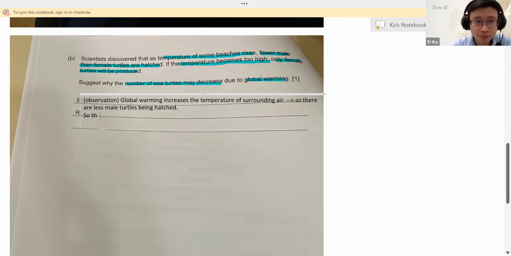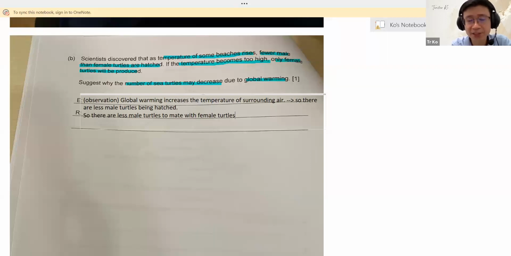So there are less male turtles to mate with female turtles. Okay, so why would there be less? Because there'll be less fertilization. Now, fertilization is the reason why they reproduce, so there will be less eggs being fertilized. Right, and therefore hatch into less sea turtles. Okay, so let's check whether my answer is complete.